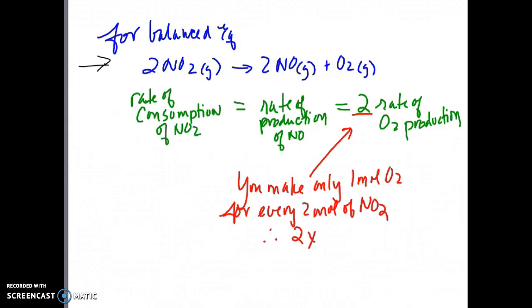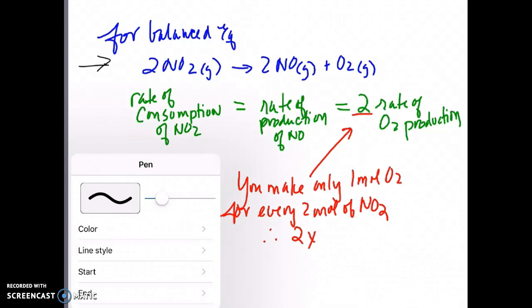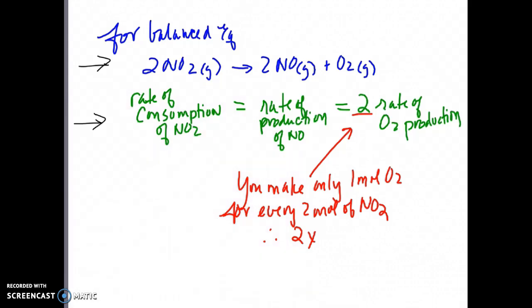But this is also an important key, that the rate, as we look at the rate of consumption of NO2 equaling the rate of production of NO, they have the same stoichiometric relationship, right? But then the rate of the oxygen production will be half that of the NO. You make only 1 mole of oxygen for every 2 moles of nitrogen dioxide decomposed. Therefore, oxygen will be produced at half the rate. So bear that in mind as you're looking at reaction rates as well, so you can get some info from that.